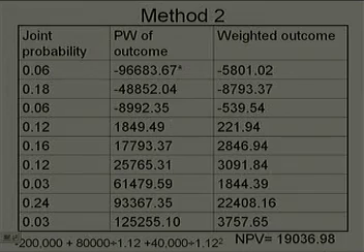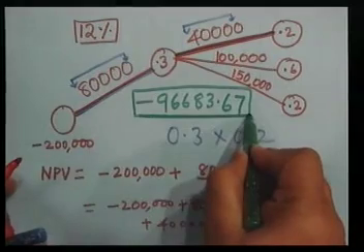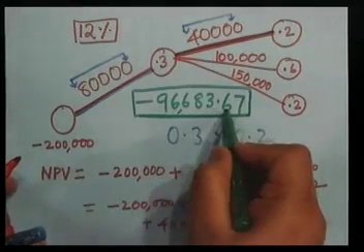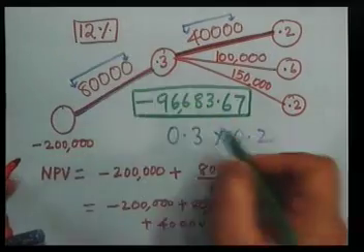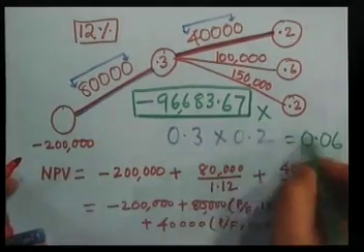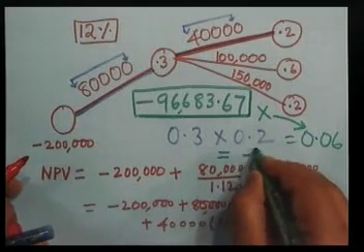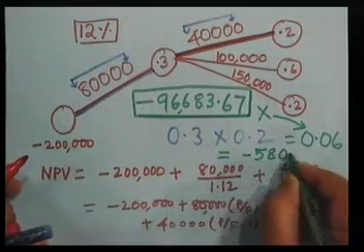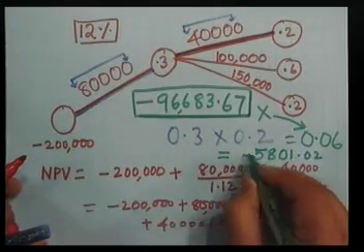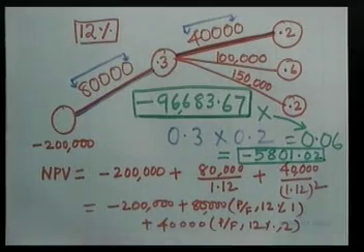This will be more clear if you look at this particular example which we are trying to solve. In this, we had a net present worth of minus 96,683.67 and the probability value is 0.06. So, this and this I am going to multiply and the result would be minus 5,801.02. So, this is the weighted outcome from path 1.